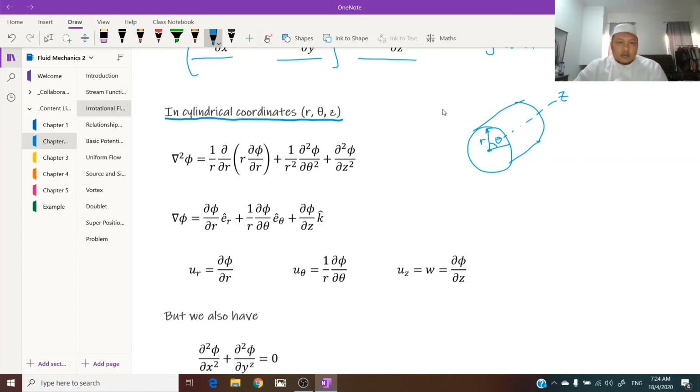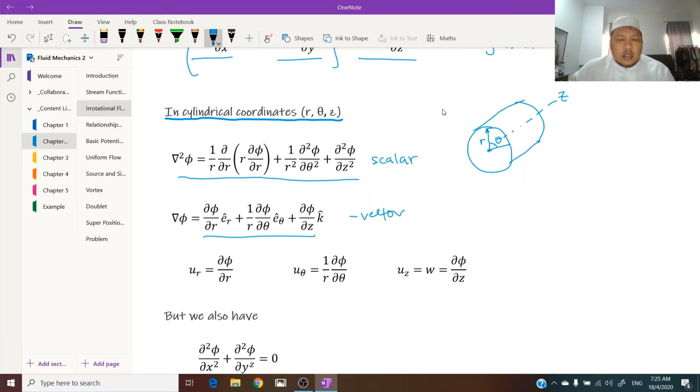So the potential flow here is given by del squared phi equal to 1/r d/dr (r dphi/dr) plus 1/r squared del squared phi/del theta squared plus del squared phi/del z squared. So this is in the magnitude form, or in the scalar form. This is in the scalar form, and then this is in vector.